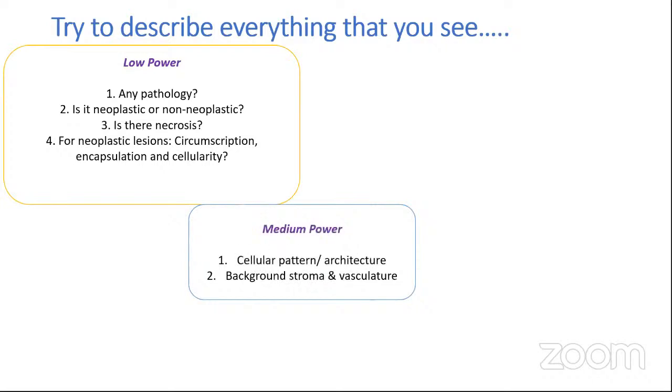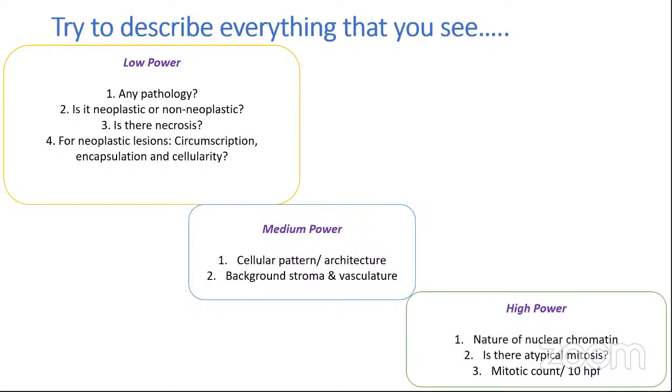Then when you go to higher power, you would want to look at a particular arrangement of cells or cellular pattern and architecture, and the background stroma and vasculature, that would give you a hint to what lesion you are probably looking at. And at a further higher power, you would want to concentrate on the nature of nuclear chromatin, presence of atypical mitosis, and the mitotic count, because that would help you to grade the tumors and grade malignancies.